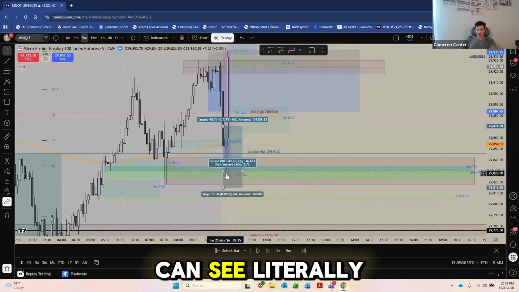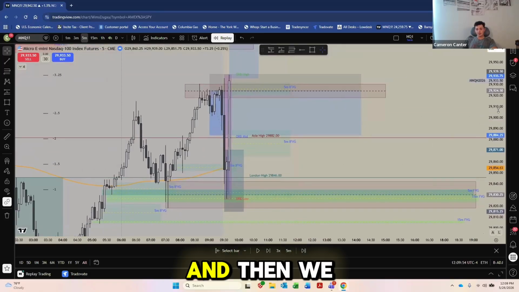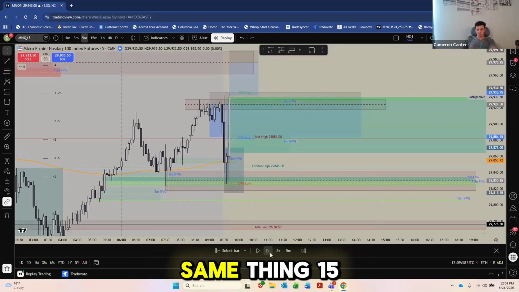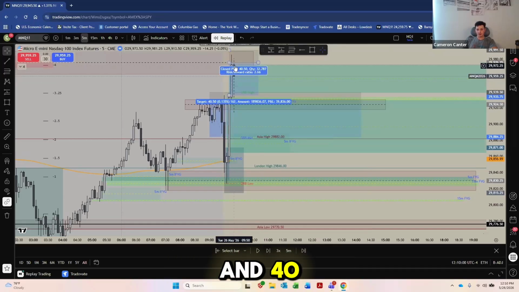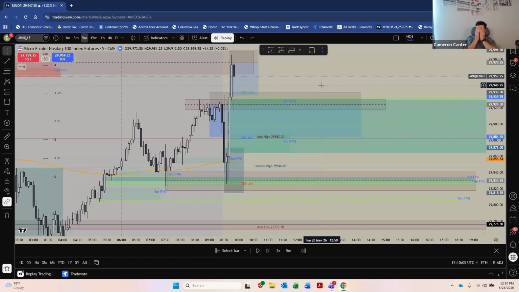And then you can see literally on the first 5-minute candle, I got filled. And then we come up to the overarching rejection block at the higher level. Same thing, 15 and 40. Second candle, I got filled on my take profit. So those are the 3 trades I took today.